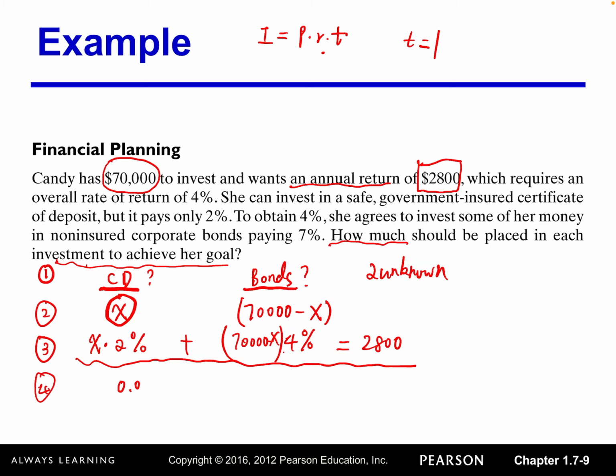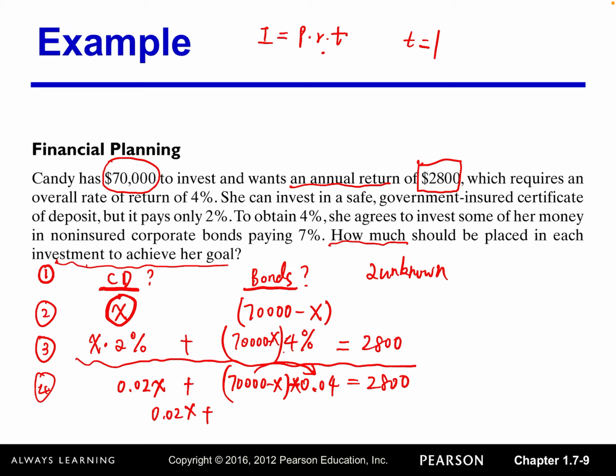So step 4, we solve this linear equation. We simplify 2%, that's 0.02x, plus (70,000 minus x) times 0.04. I use a star to represent multiply, so you won't misunderstand it as the variable x. This is the x, this is the multiply symbol, added together equals 2,800. Further simplify: 0.02x plus 70,000 times 0.04, distributive property, I try to eliminate this parenthesis.